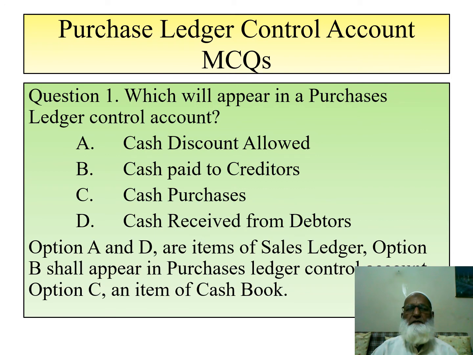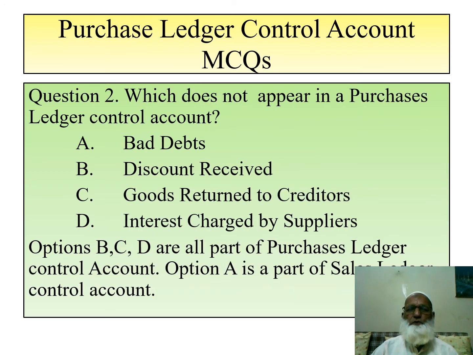Next slide. Question number 2, which does not appear in a purchases ledger control account. A, bad debts. It's not. Options B, C, D are all part of purchases ledger control account. Option B, discount received.